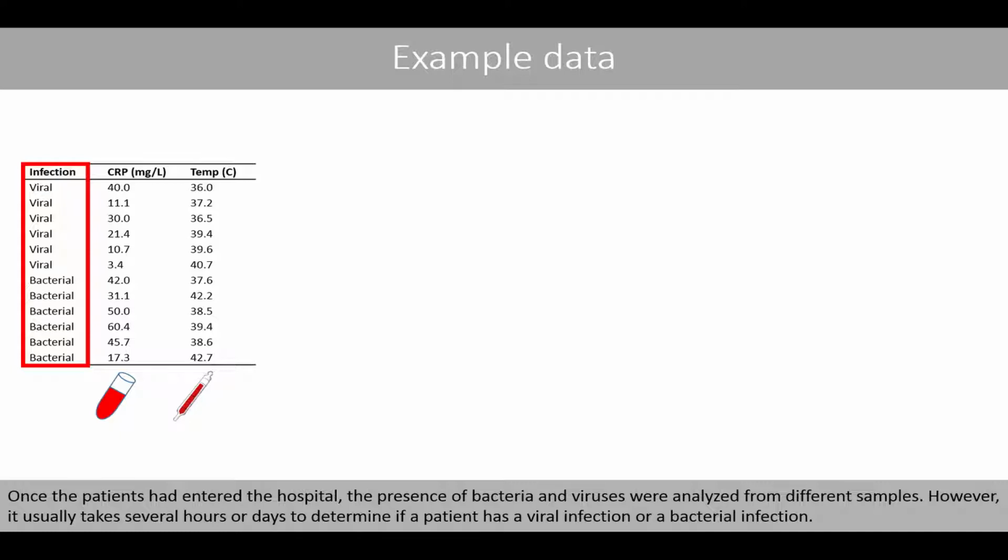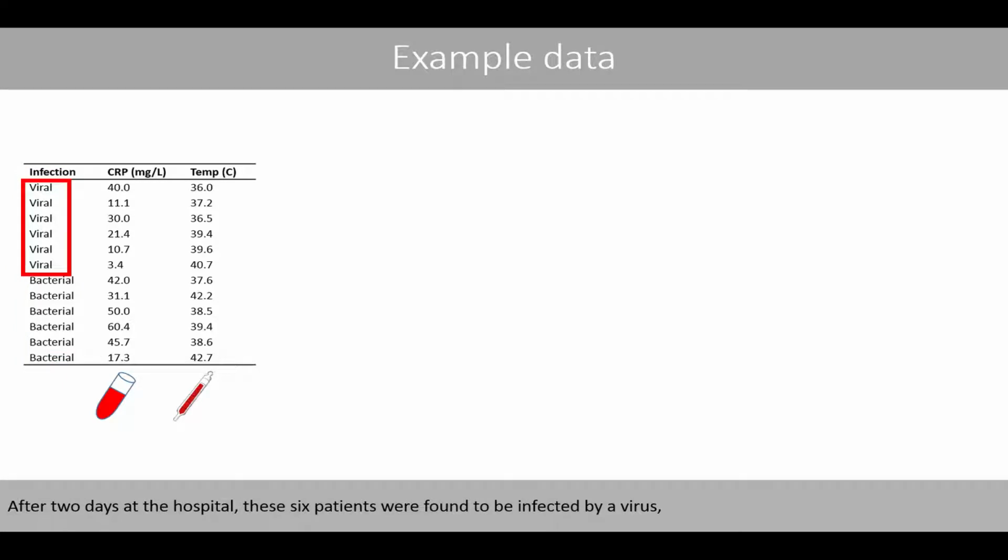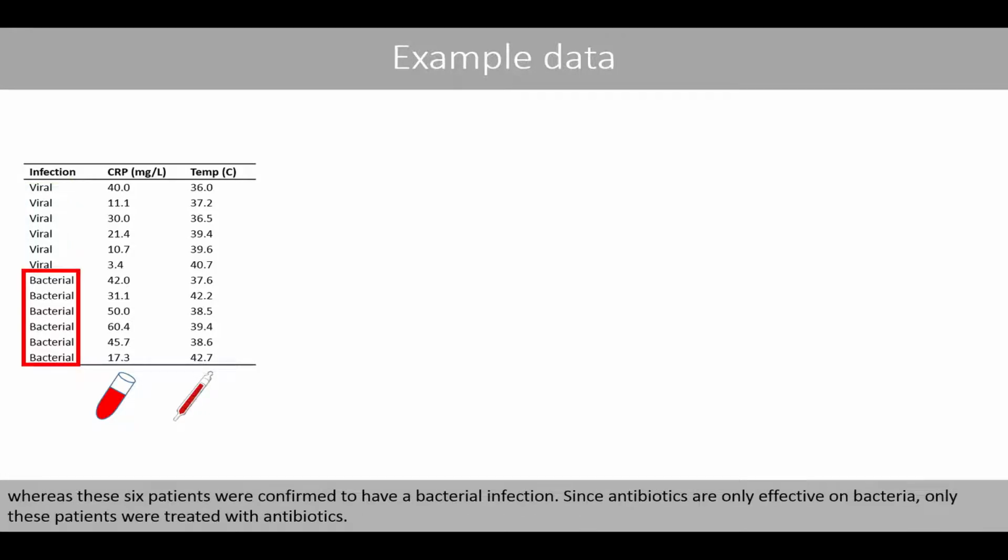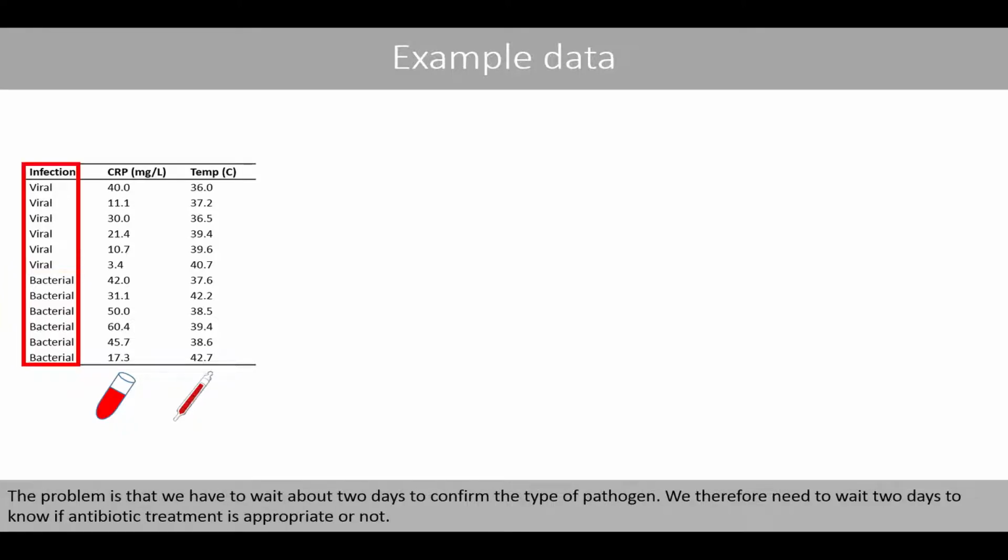Once the patients had entered the hospital, the presence of bacteria and viruses were analyzed from different samples. However, it usually takes several hours or days to determine if the patient has a viral infection or a bacterial infection. After 2 days at the hospital, these 6 patients were found to be infected by a virus, whereas these 6 patients were confirmed to have a bacterial infection. Since antibiotics are only effective on bacteria, only these patients were treated with antibiotics. The problem is that we have to wait about 2 days to confirm the type of pathogen. We therefore need to wait 2 days to know if antibiotic treatment is appropriate or not.